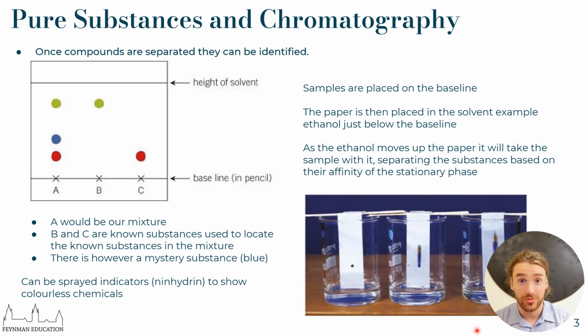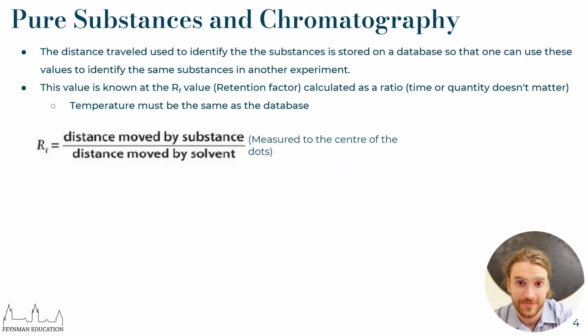Here we can see an actual real life example of it, and you can see how the sample has spread up the chromatography paper. So this value that I was talking about is called the Rf value. The Rf value is going to be the distance moved by the substance divided by the distance moved by the solvent. And the temperature must in fact be kept the same as the original. If it is warmer, then it is going to move faster, or it can move through the chromatography paper a bit more than if it was colder, let's say. So temperature must be kept the same as the database. The database is going to have a set temperature that all of its tests were carried out at, and you must replicate that temperature.